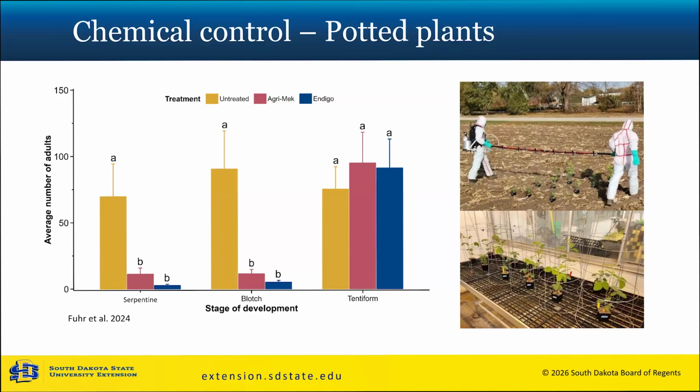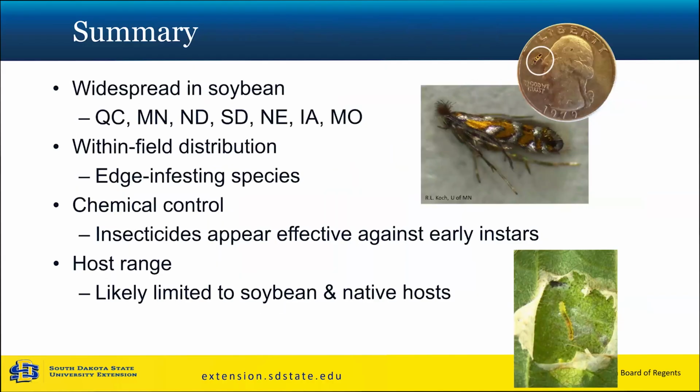So if you do think you have leaf miner, just give us a call. And there are ways to control them. You just have to be early, apparently. So, a summary: they are widespread in soybean.